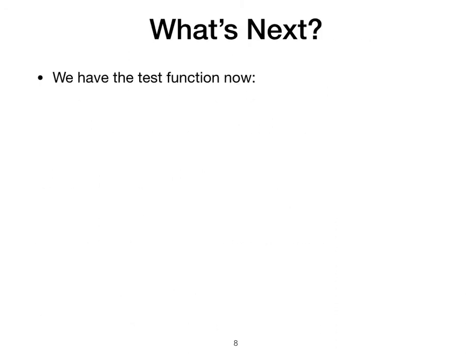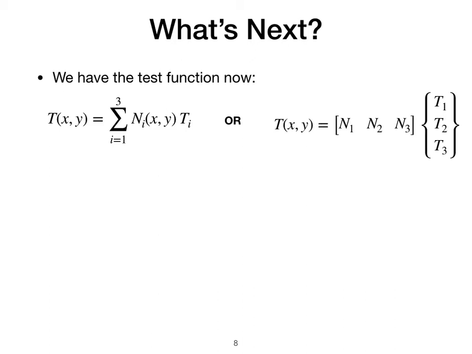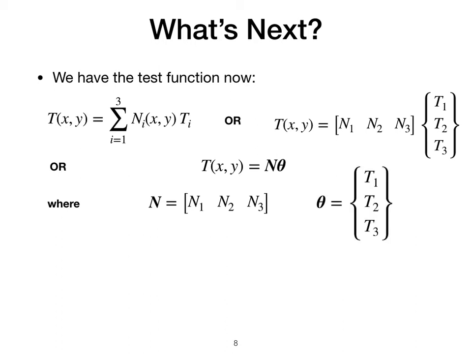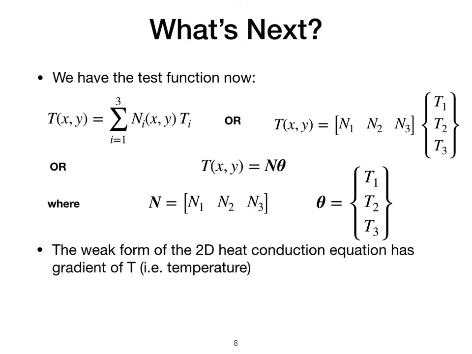So what's next now? We have this trial function T(x,y) equal to N1 T1 plus N2 T2 plus N3 T3, or simply, in matrix form, N1, N2, N3 multiplied by T1, T2, T3, or T equal to N times theta, where N is a vector N1, N2, N3, and theta is also a vector T1, T2, T3, and T is the inner product of these vectors N and theta.